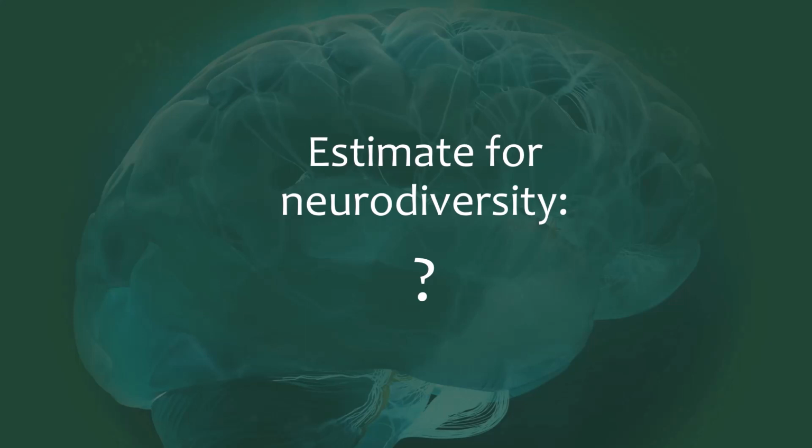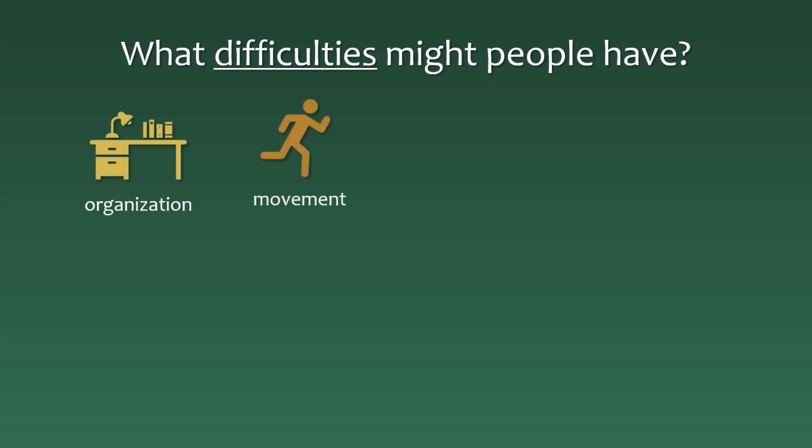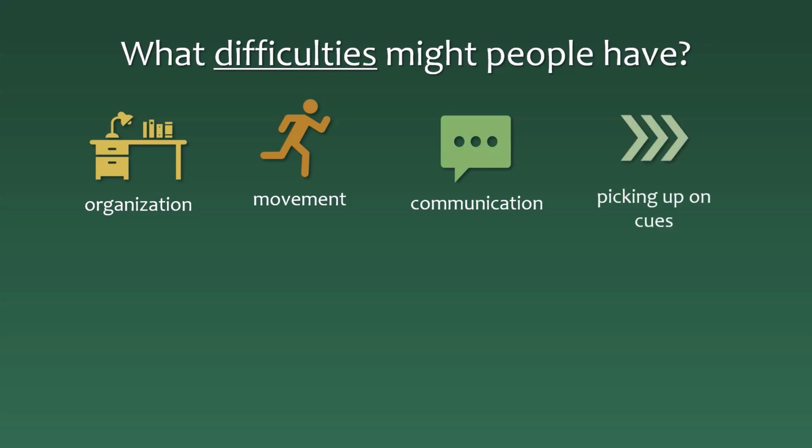So looking at difficulties that people might have, I'm specifically considering autism and ADHD here, but many of these apply to several other neurodivergencies. As discussed earlier, organization is a frequent difficulty. Movement, fine and gross motor skills, otherwise known as dyspraxia, can be an issue. As discussed, communication can be challenging. Picking up on cues of people around them and understanding what to do based on those cues is an area of difficulty. Time management is a concern.